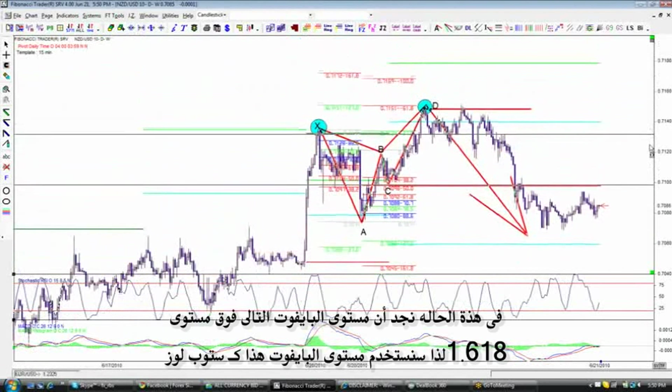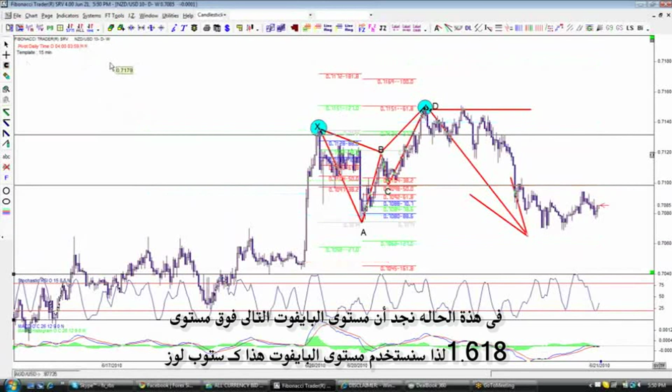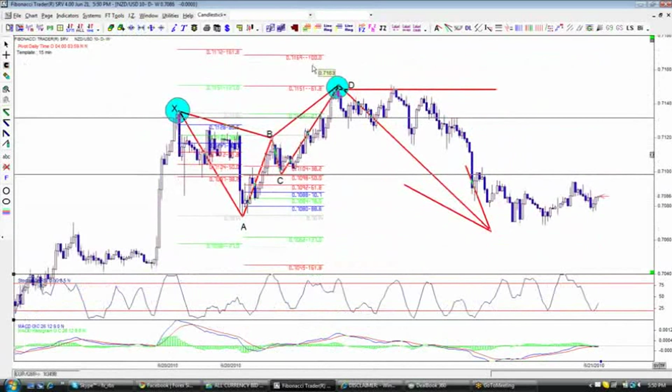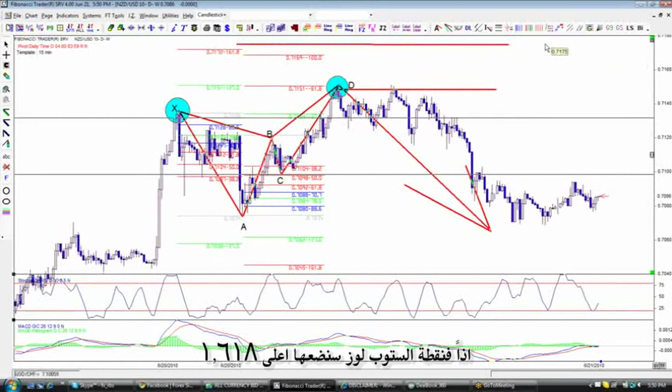Now in this case, the next pivot is above the 1618, so we won't be using the pivot line as our stop, we will be using the 1618. So stop goes above 1618.